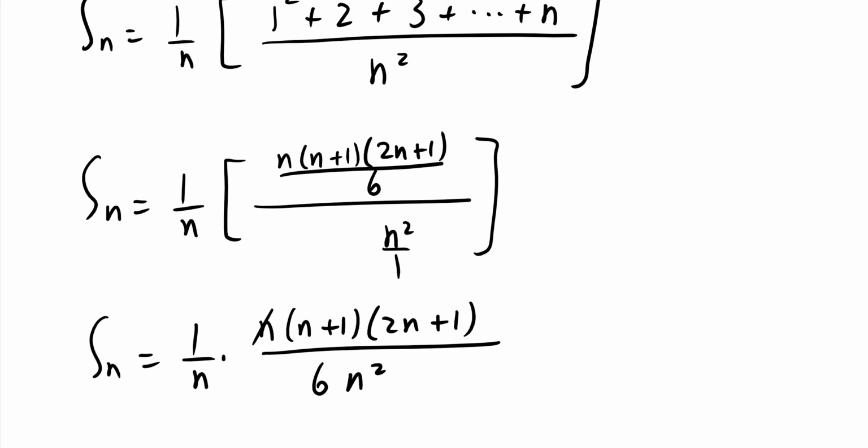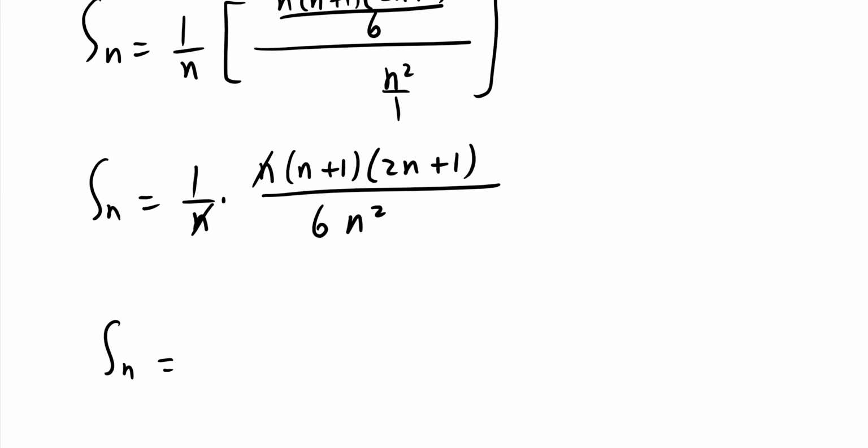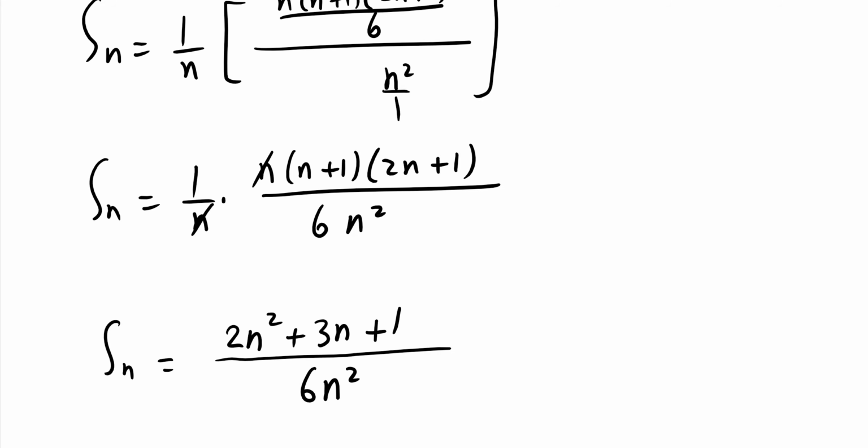And notice right away this cancels each other. So what do we get? Sn equals, on the numerator, we get 2n squared plus 3n plus 1 over 6n squared.